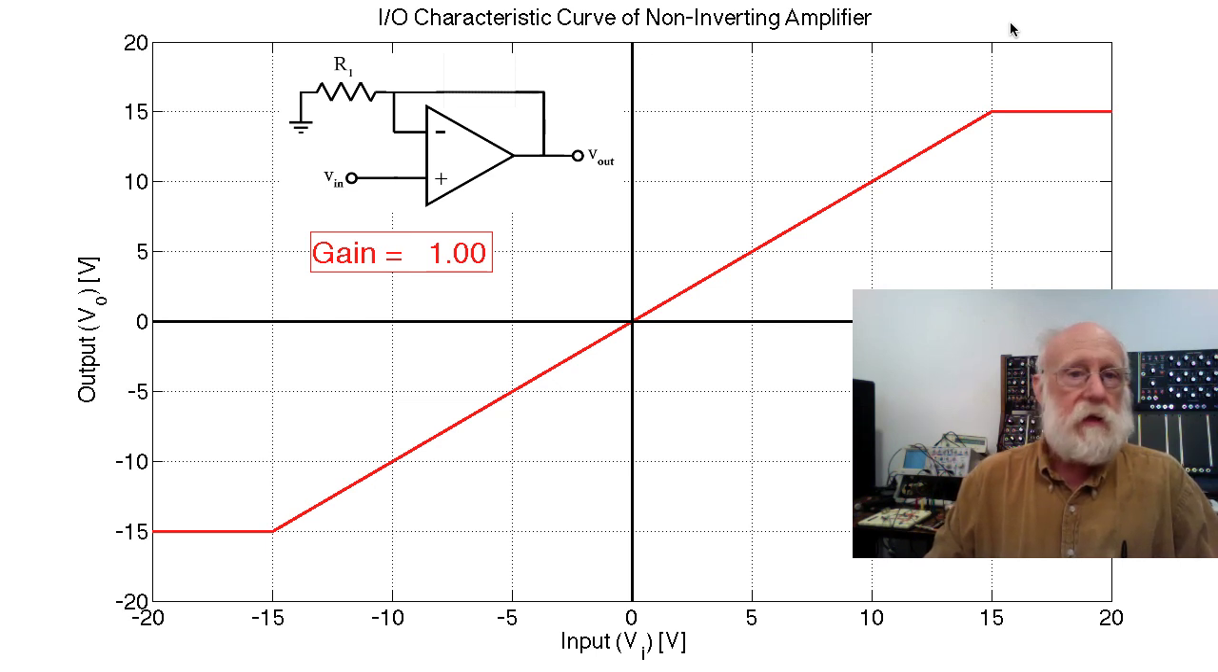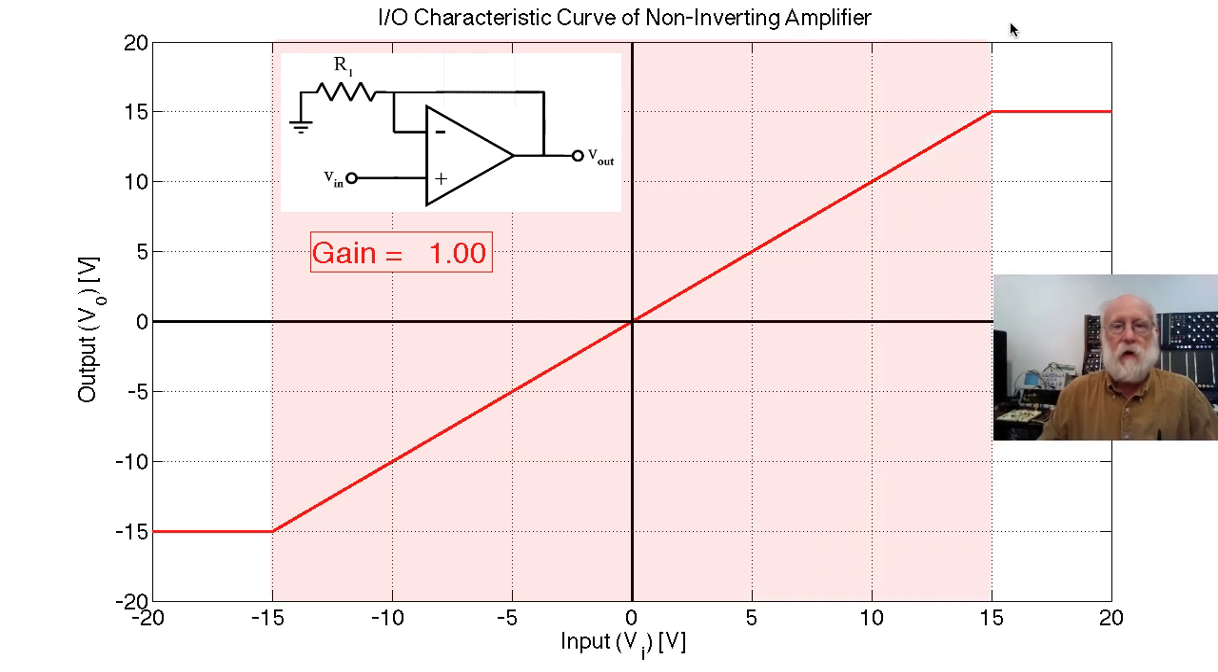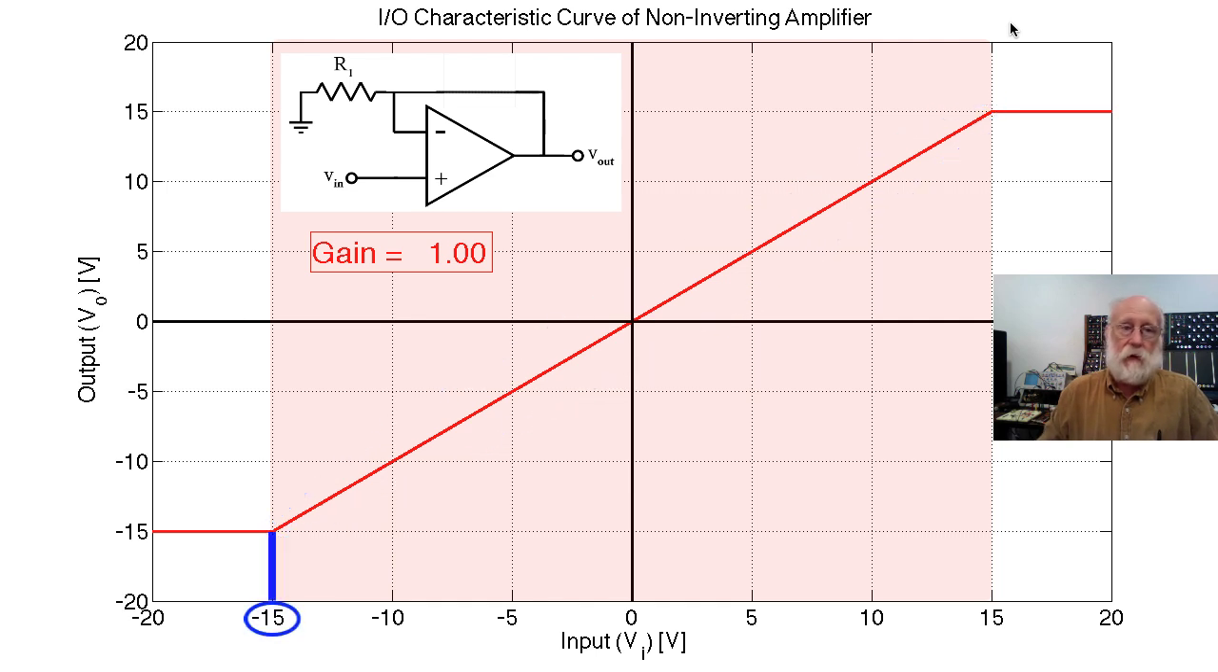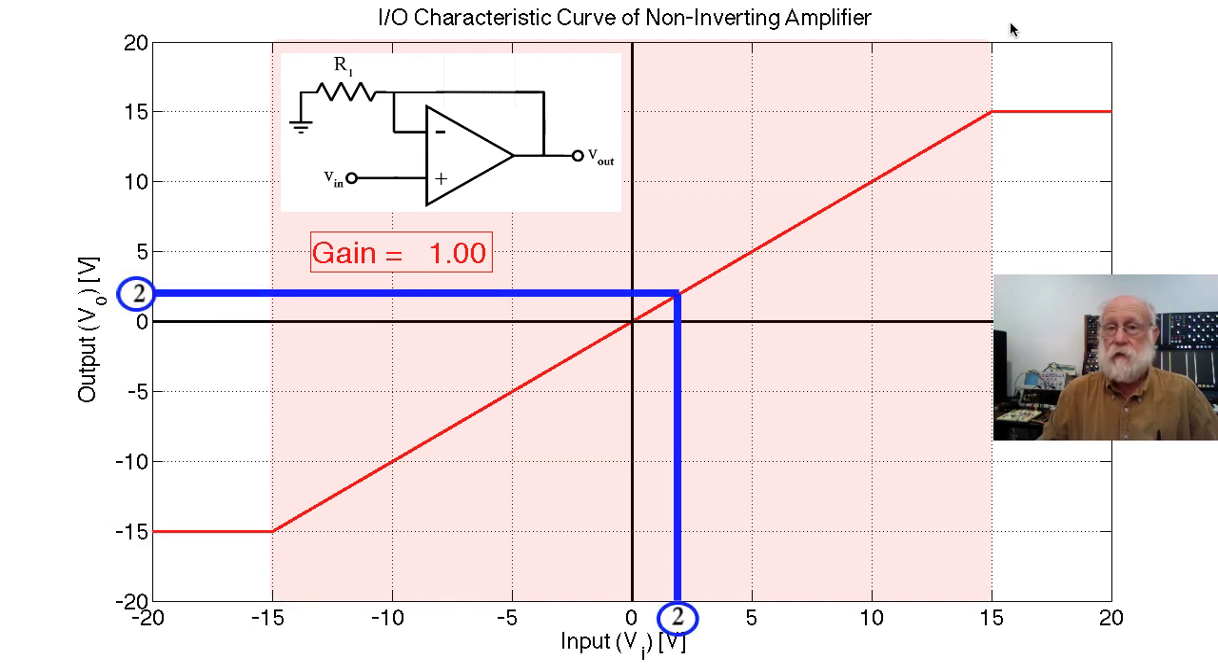Note that as long as the input is between plus and minus 15 volts, the output is exactly the same thing. It's just a linear progression. When the input's minus 15 volts, the output is minus 15. When the input is plus 2, the output is plus 2, and so forth and so on.